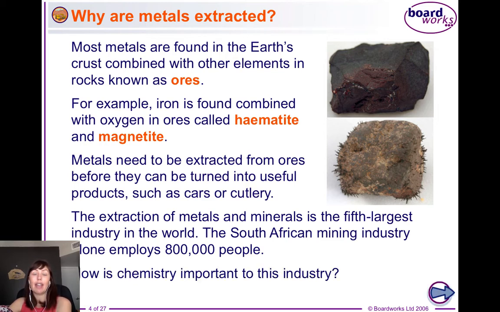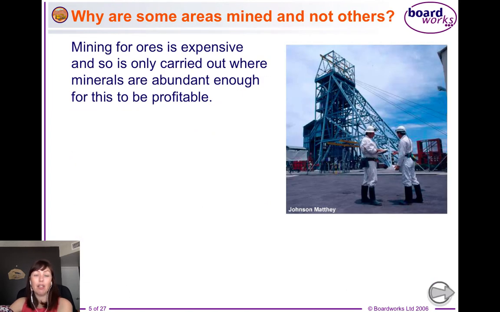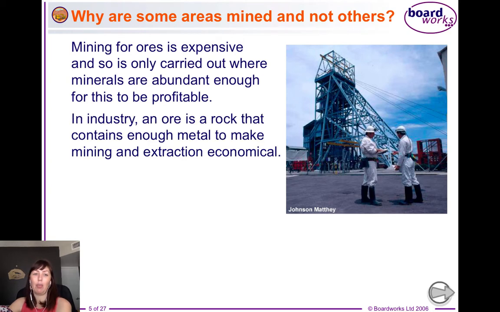So how is chemistry important to this industry? Mining for ores is expensive, so it's only carried out where minerals are abundant enough for this to be profitable. In industry, an ore is a rock that contains enough metal to make mining and extraction economical. A lot of rocks you might find in particular areas might contain copper or iron or aluminum or another metal. But if it's not a high percentage of metal in that rock, then it's not financially viable for us to extract it.